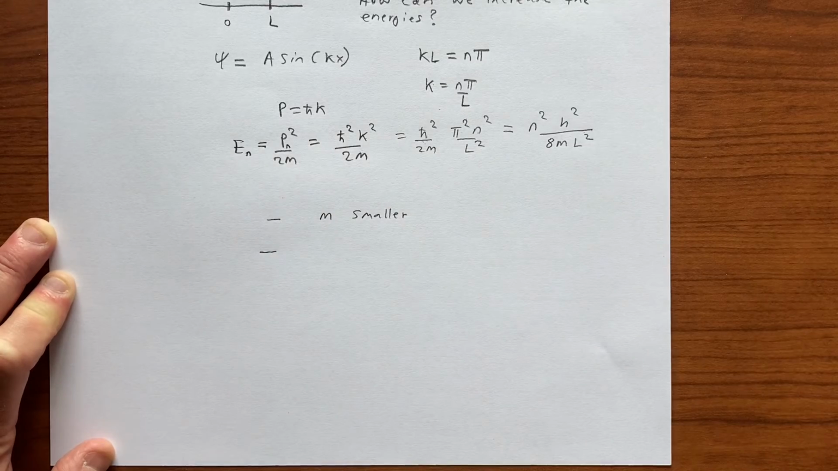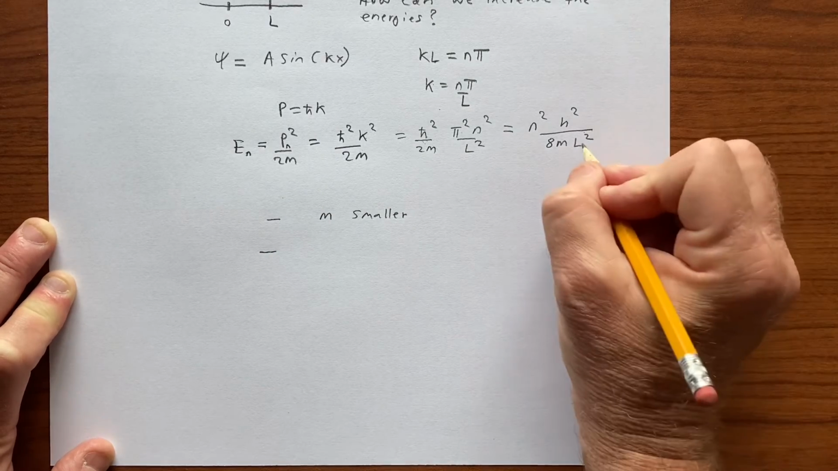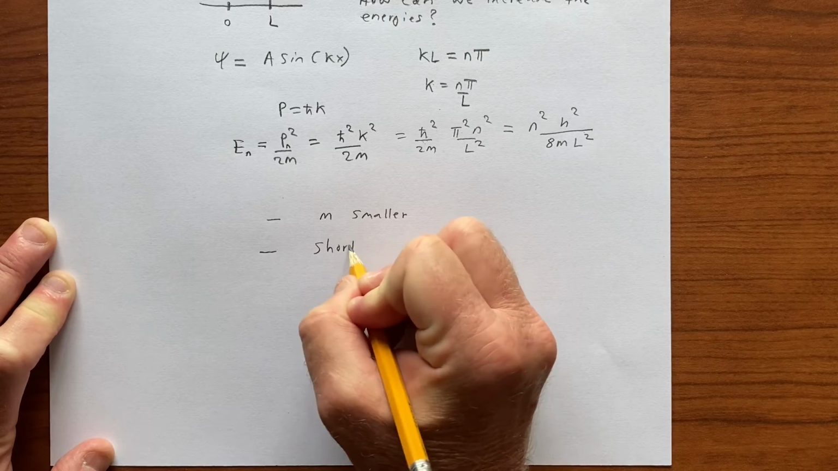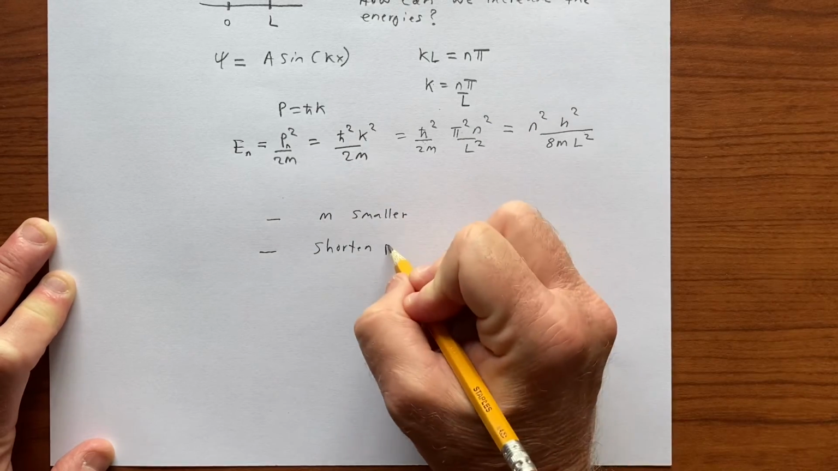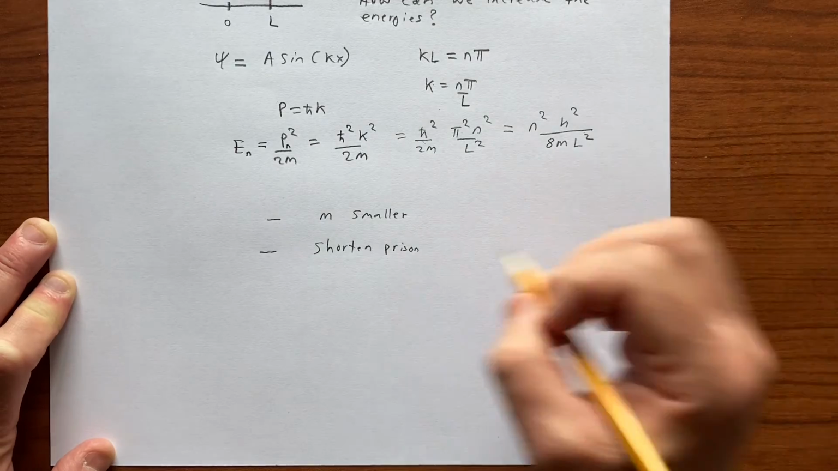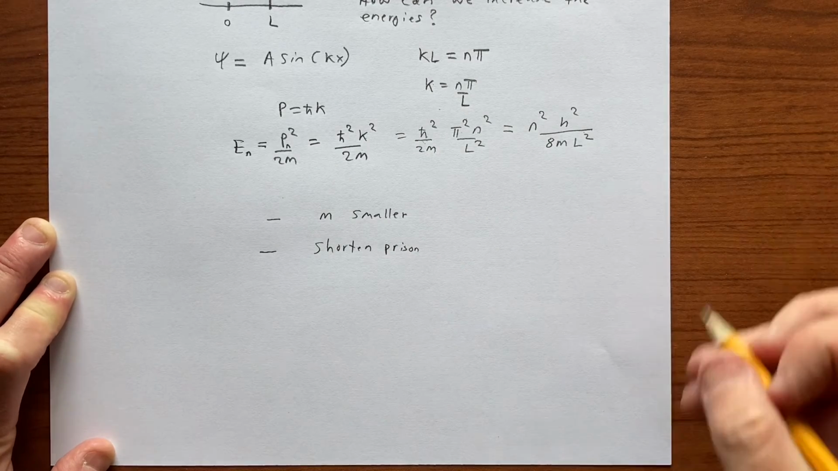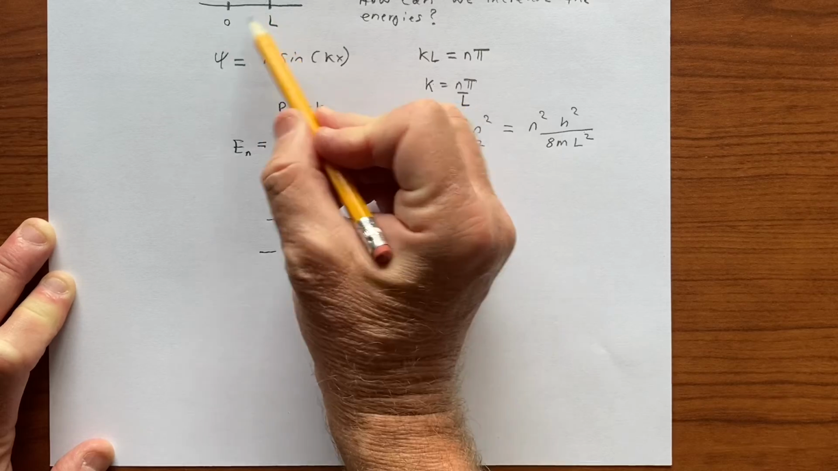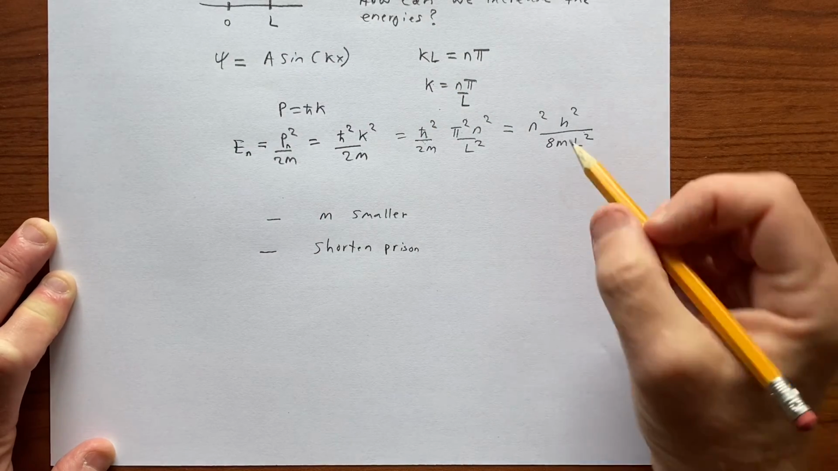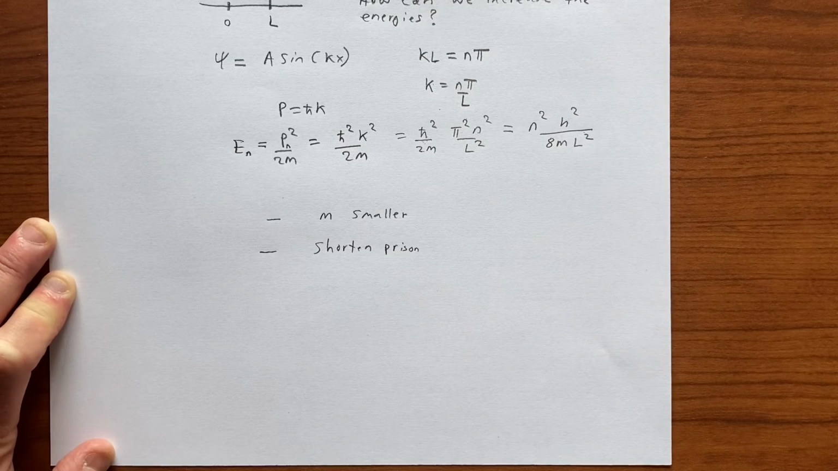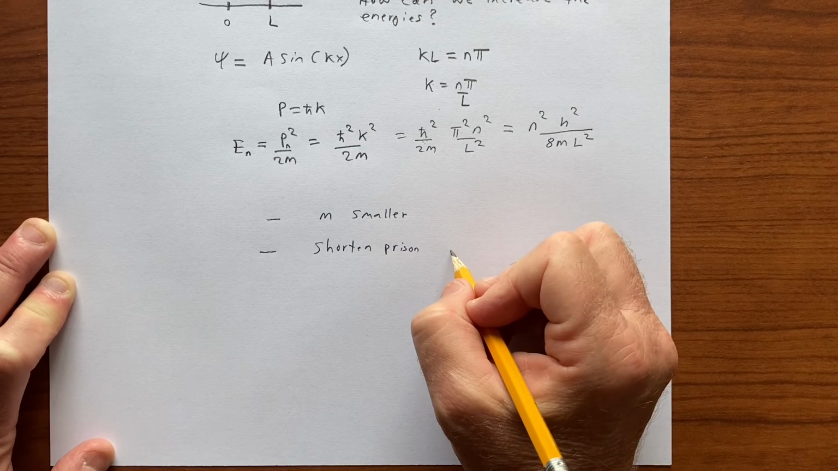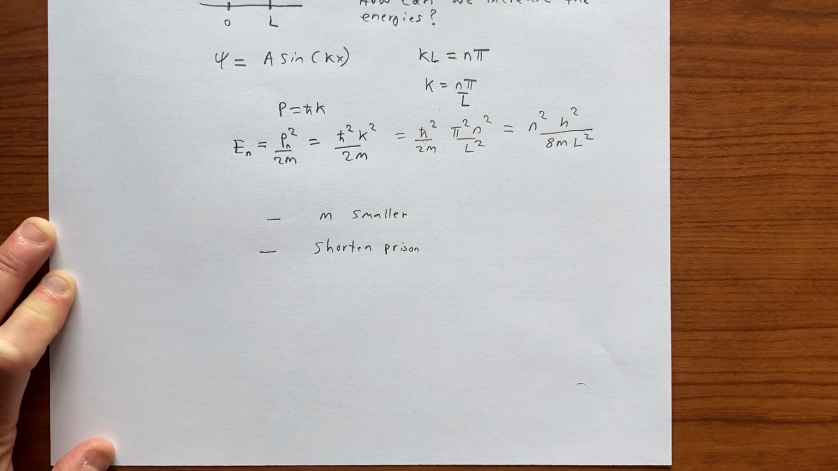And then the other way is to shorten the well. So shorten the well or the prison, shorten the length, right? Make it smaller than L. So we're confining the particle more, and that's just the uncertainty principle, right? The smaller the range of positions, delta x, the larger the range of momentum, and therefore the larger the range of energies. Momentum and energy are related in that way. So those are the two ways in which we can increase the energy levels.